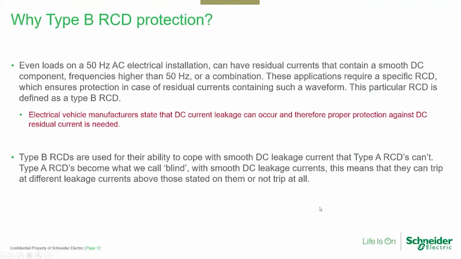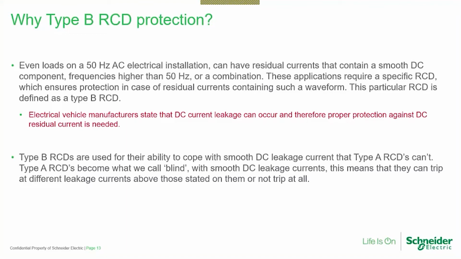So what does all that mean? Long story short, even loads on a 50 Hz AC electrical installation can have residual currents that contain smooth DC components or frequencies higher than 50 Hz or a combination. And it's these applications that require the special type of RCD. Type B RCDs are used for their ability to cope with smooth DC leakage current that Type A's can't.